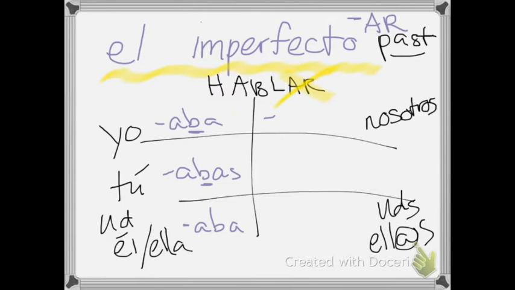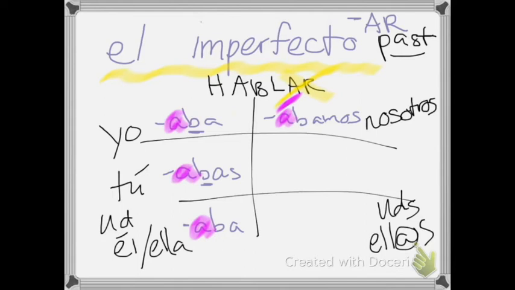Nosotros is a little bit special. Nosotros has a tilde: hablábamos. It has a tilde because the stress on all of the rest of these is on this A. Yo hablaba, tú hablabas, usted hablaba. So once again with nosotros, I want my emphasis on the A. Hablábamos, which is why it needs the tilde, okay?